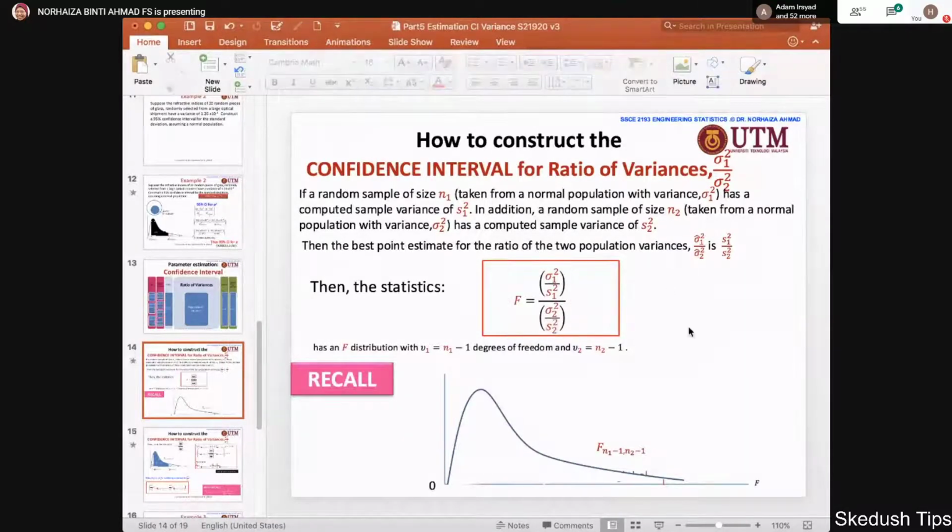In general, the best point estimate for the ratio of population variances is S1 squared over S2 squared. Now the statistic that you use for S1 squared over S2 squared is an F distribution.